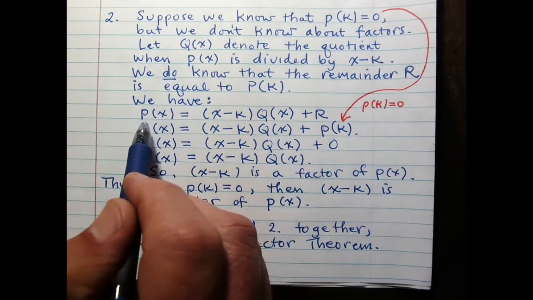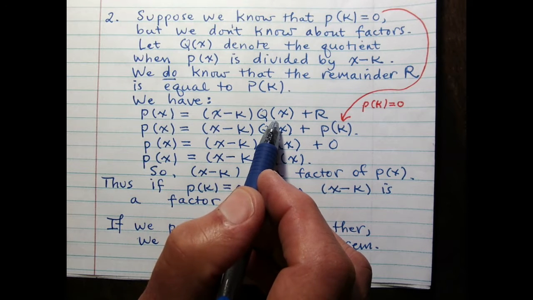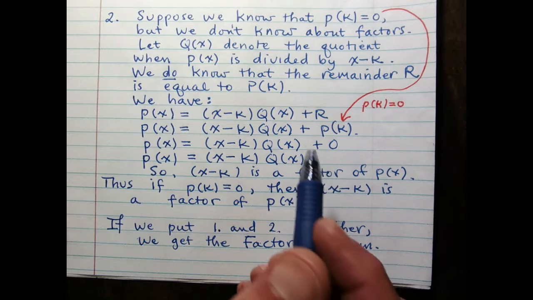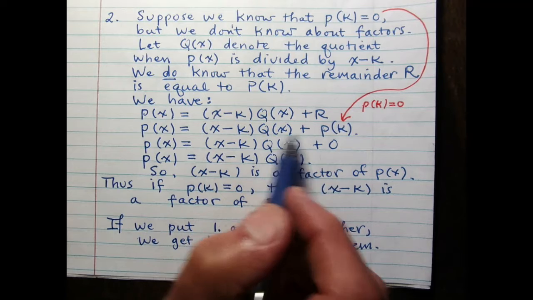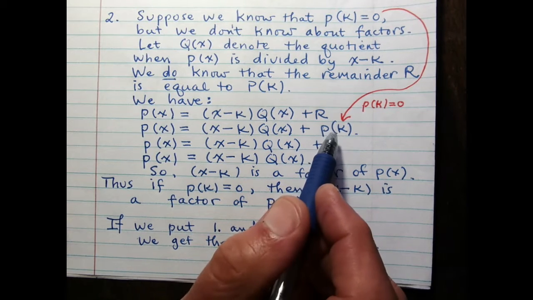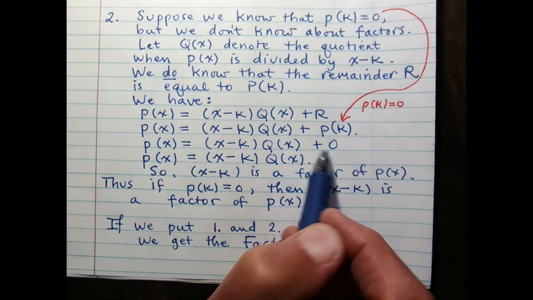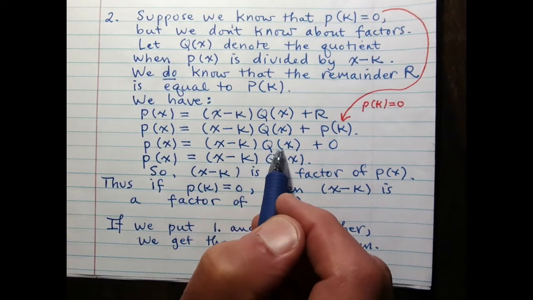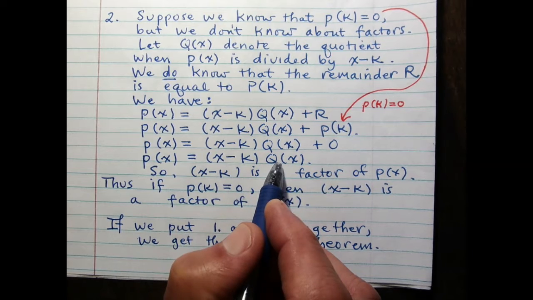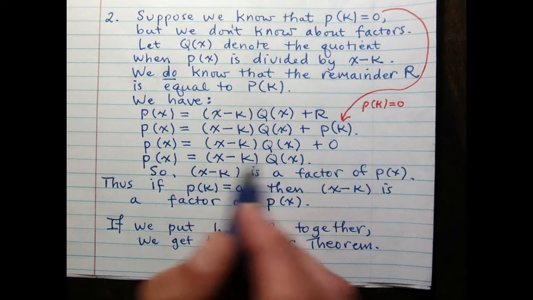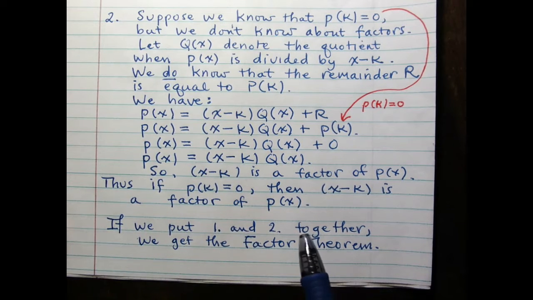So we have the following formula. We can write p of x equals x minus k times q of x, the quotient, plus r, the remainder. But the remainder is just p of k. So p of x equals x minus k times q of x plus p of k. But we're just saying now, suppose we know p of k is 0. So that's got to be 0. So p of x is x minus k times q of x plus 0. Or p of x is x minus k times q of x only. And if that's all we have, well, that shows that x minus k would be a factor.